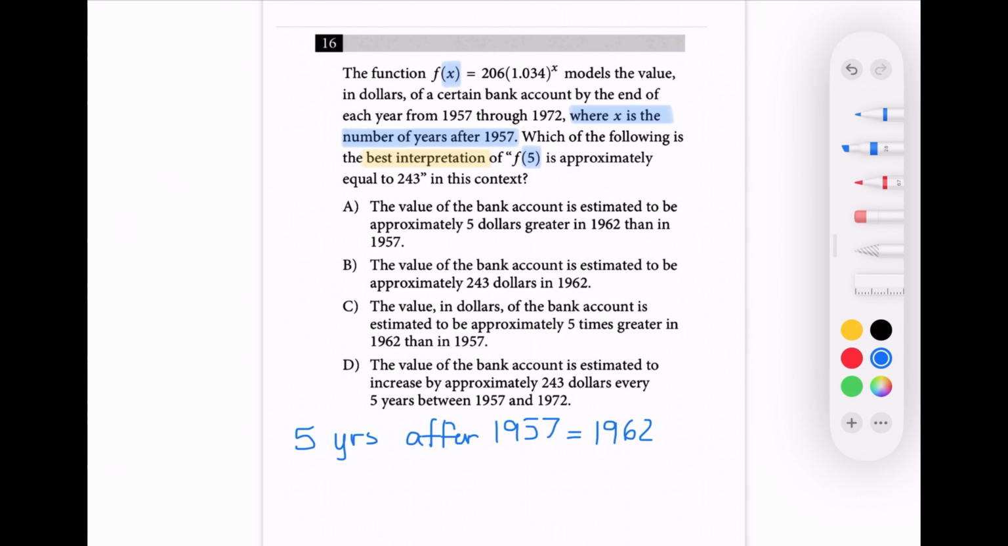Now we look at the rest of it, which says that it is equal to 243, and we know the function is the value in dollars of the bank account by the end of the year. So that would mean that there are $243 in the bank account at the end of that year. And the choice that says that in 1962 there are $243 is B.